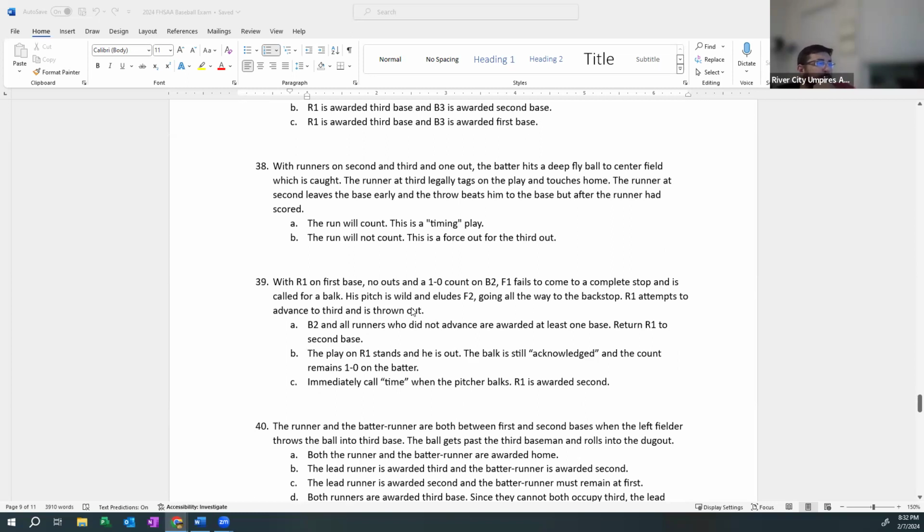Runners on second and third and 1 out, the batter hits a deep fly ball to center field, which is caught. The runner at third legally tags up and touches home. The runner at second leaves the base early, and the throw beats him to the base, but after the runner had scored. Is this a force out or a timing play? Force out. I don't have this question, but I'm guessing. Why are you guessing this is a force out? Runners on second and third and 1 out. The batter hits a deep fly ball. So if it was 1 out, it doesn't matter. The runner wants to score.